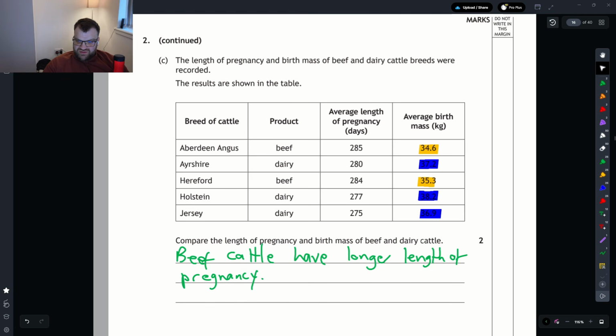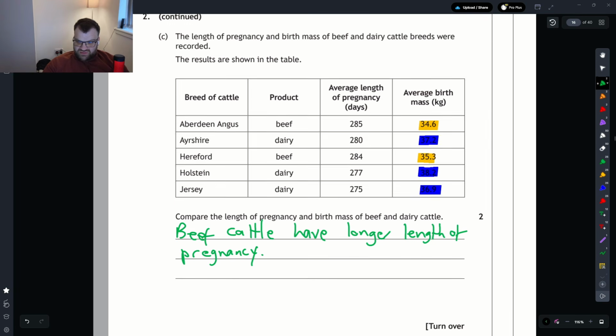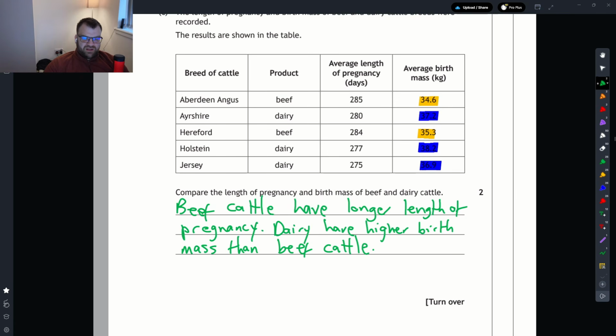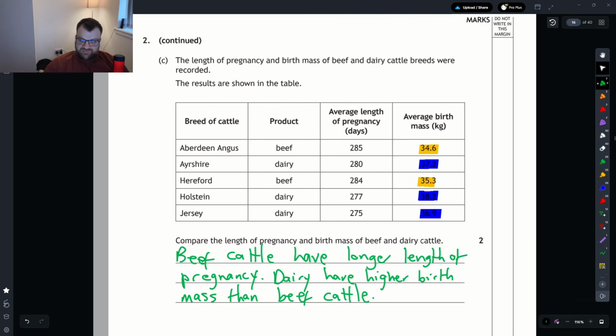And this time the two beef ones are the lowest. So dairy have higher, and that would be your 2 points there.